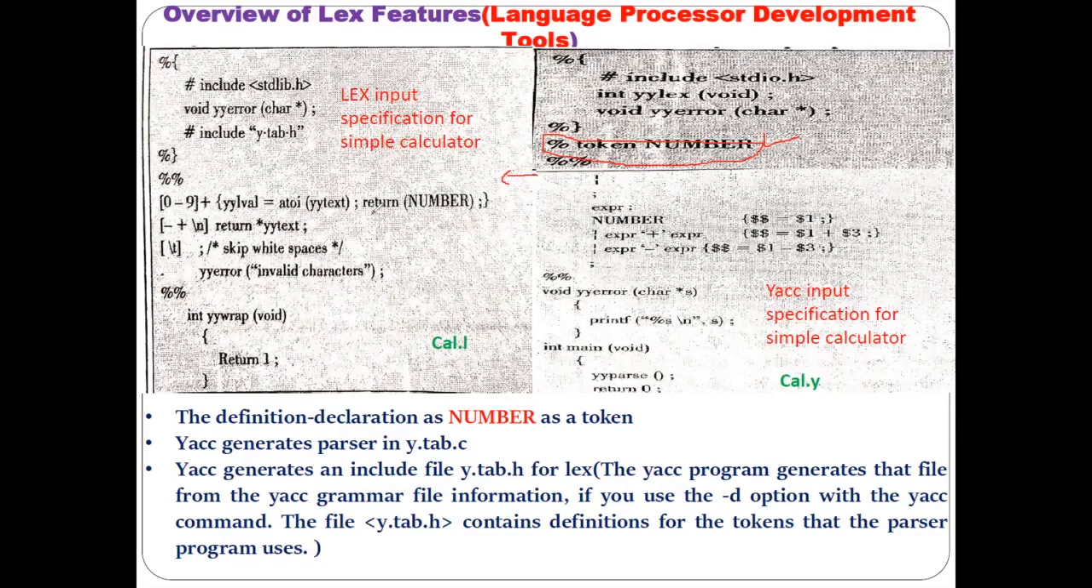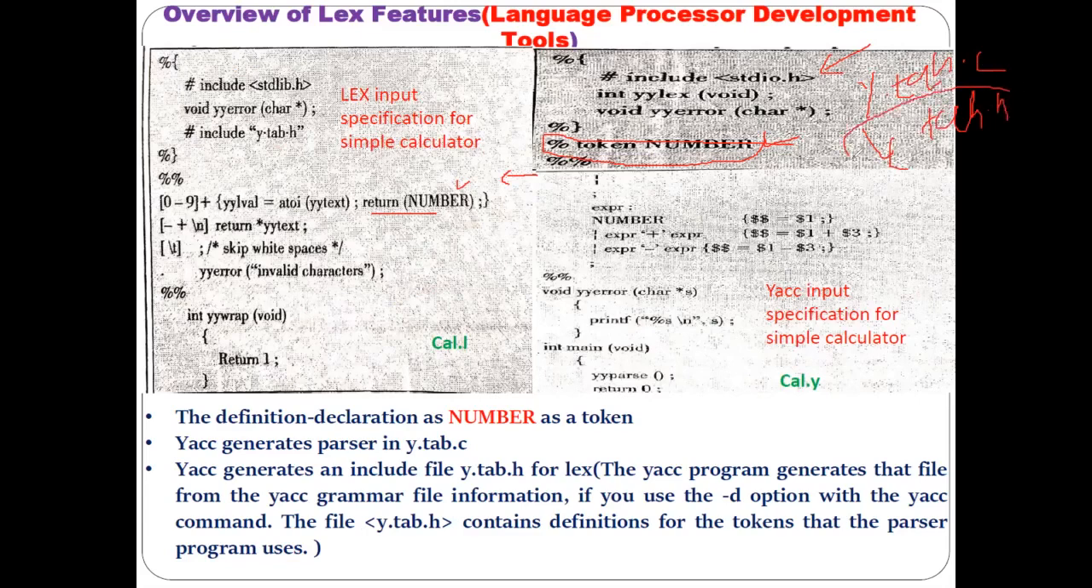Now here you are directly returning the number. You are making use of this number token. But where is it declared? It is declared in the Yak program. So when your Yak program compiles, it will generate the two files that I told you about. Which two files? y.tab.c and y.tab.h.